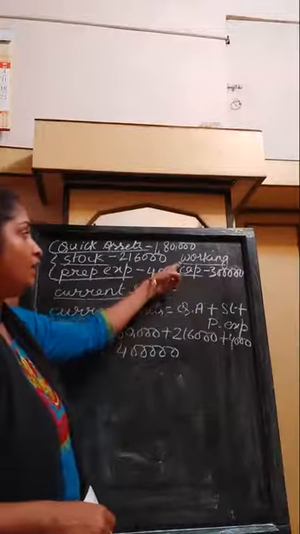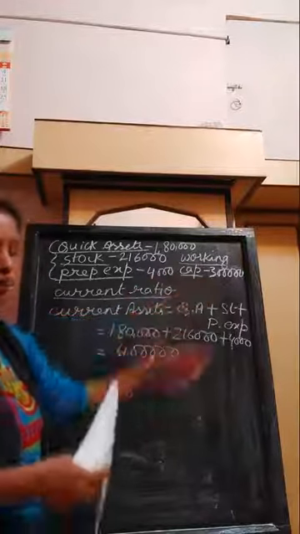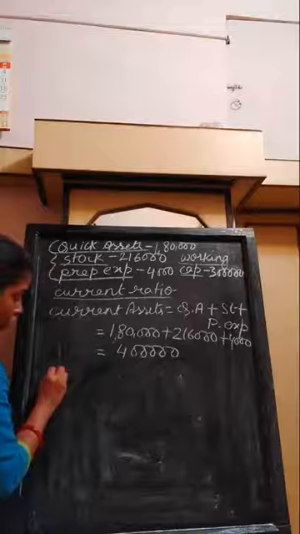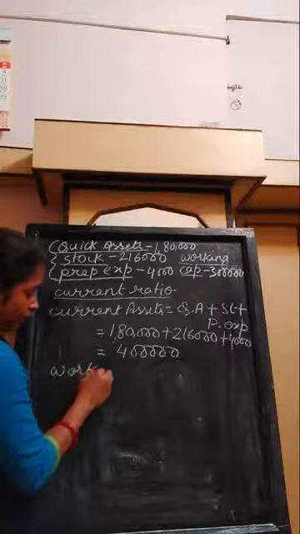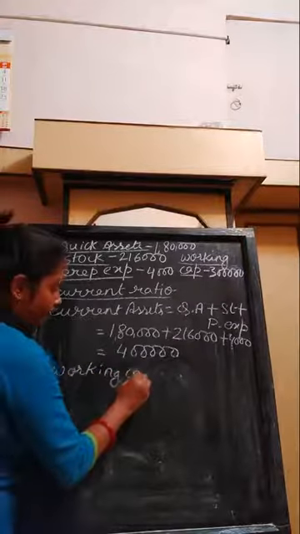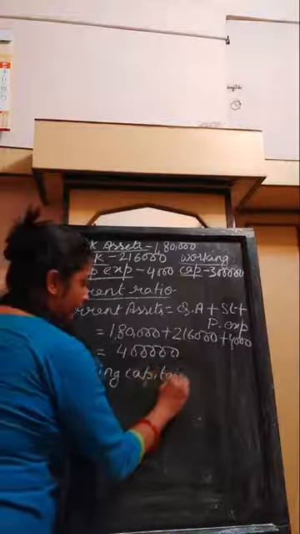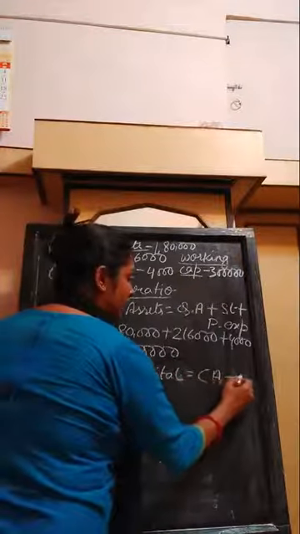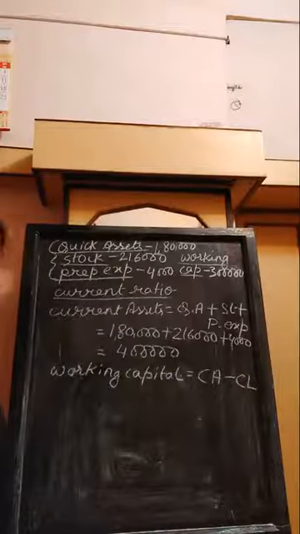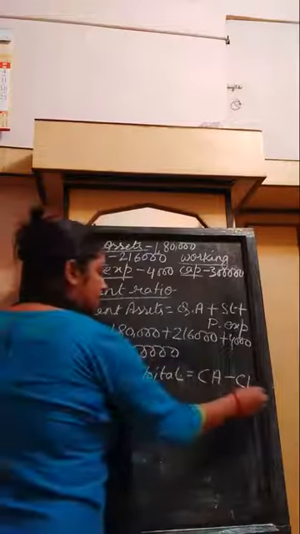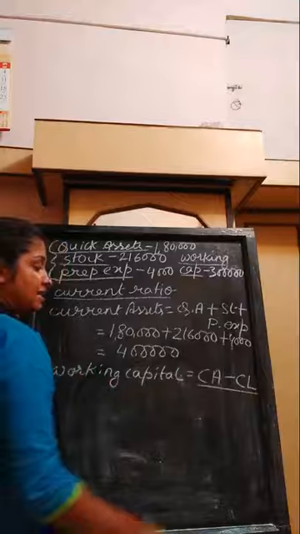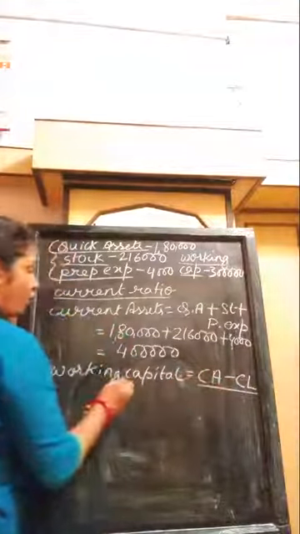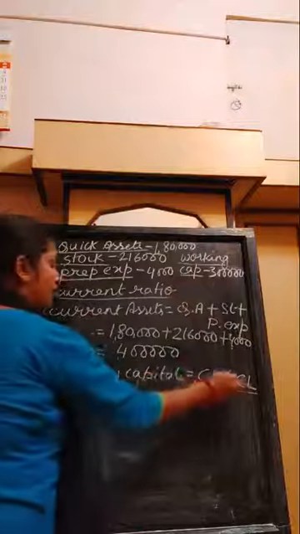We are given working capital rupees 3 lakh. Now we know the formula of working capital. In class 11 we have read that working capital is equal to nothing but current asset minus current liabilities. CA minus CL. CA for current asset and CL for current liabilities. Working capital is equal to CA minus CL.